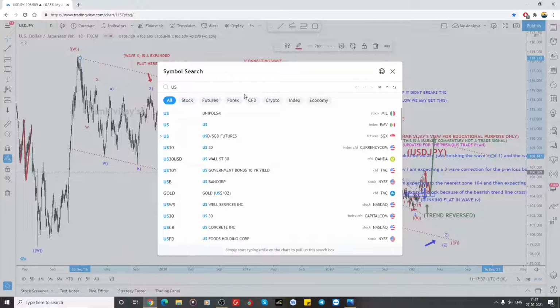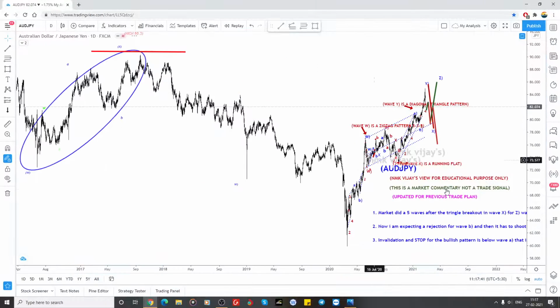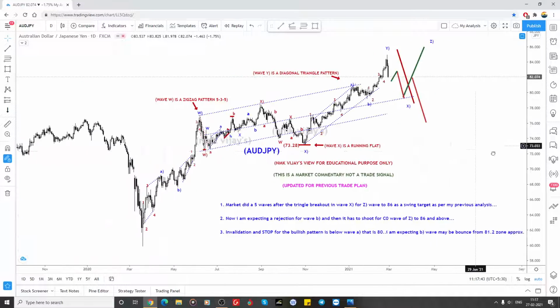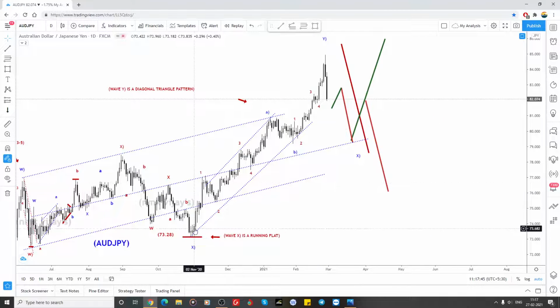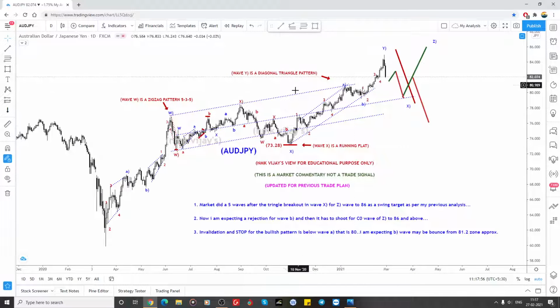So we will move on to AUD JPY. See, AUD JPY, as I expected, previously I did it as a WX, YX, ABZZ. Actually I said like that, Z got over and the trend got over here. So after this WX, this is the end of the Z, meaning the Y got ended.